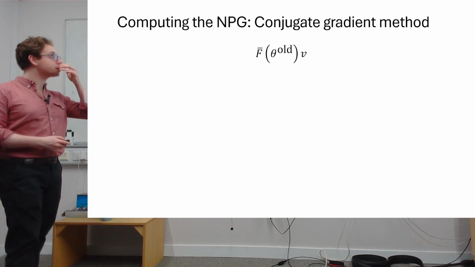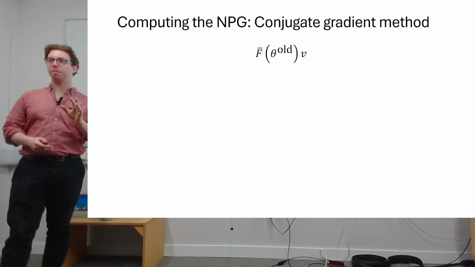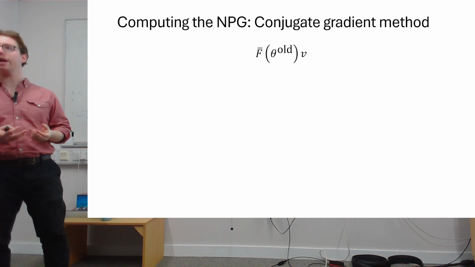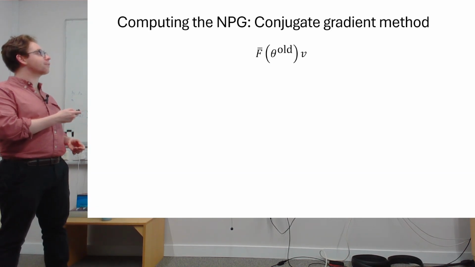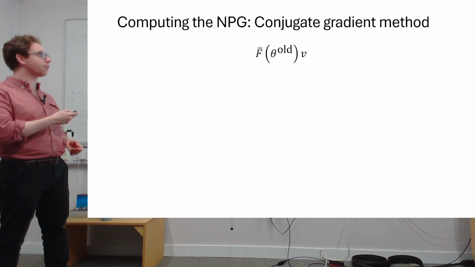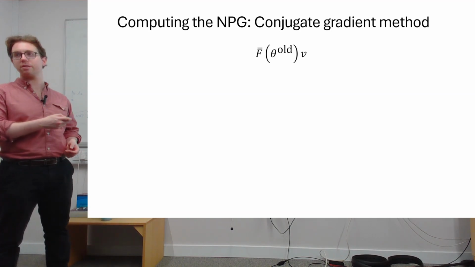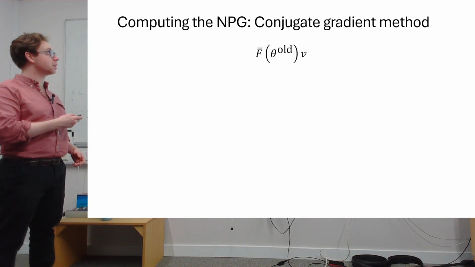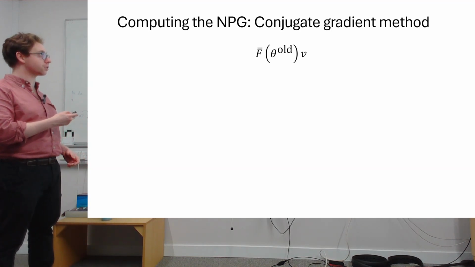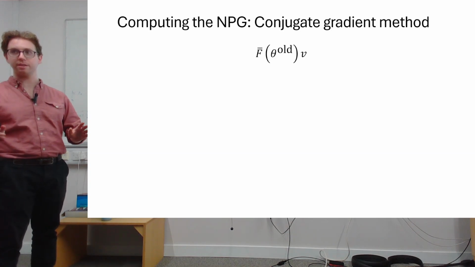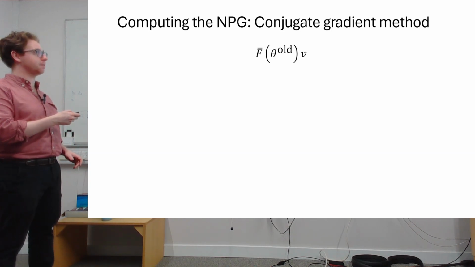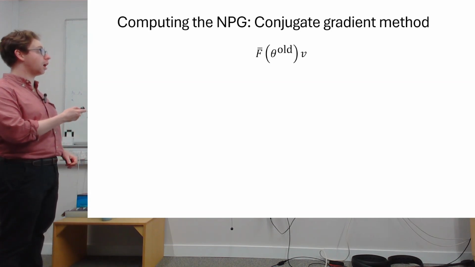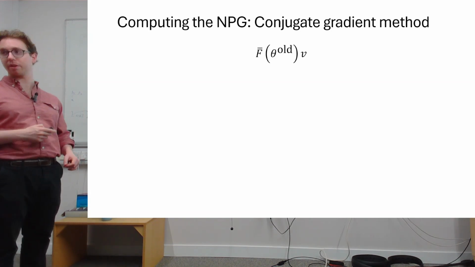First, let's consider a different problem. Before, we were trying to compute the average Fisher information matrix inverse applied to g hat. But now let's ask, how can I efficiently compute the average Fisher information, not inverted, applied to an arbitrary vector v? You give me a vector v. How can I efficiently compute this matrix vector product?